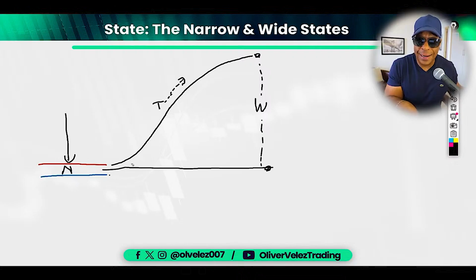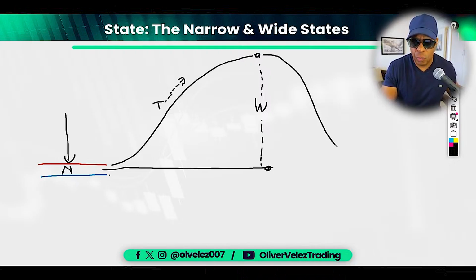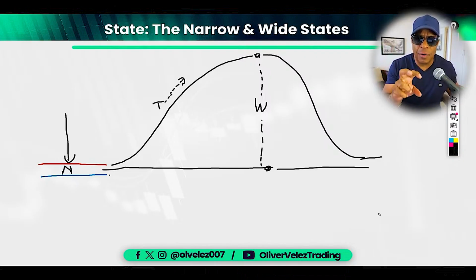Narrow, tight, narrow state. Trending state leads to wide state. And guess what happens? Eventually, we go back and repeat. This is all the market ever does. Narrow, trend, wide, wide, trend, narrow, repeat.